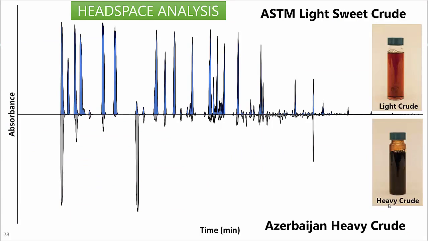So as a chromatographic comparison for the headspace analysis, on the top in blue we have the ASTM light sweet crude compared to this Azerbaijan heavy crude on the bottom. And right away you can see that the intensities across the board are much less in the heavy crudes versus the light crudes. And also the density in the front end of the chromatogram is much less in the heavier crudes than the lighter sweet crude.